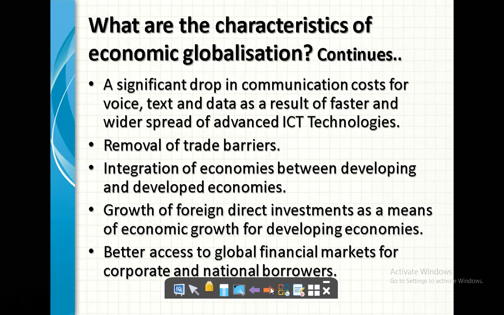The next one, removal of trade barriers. Removal of trade barriers gives us access to more free movement of goods and services. It talks about movement of goods and services.